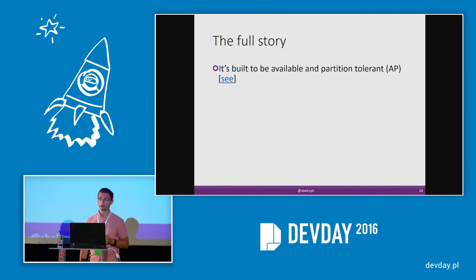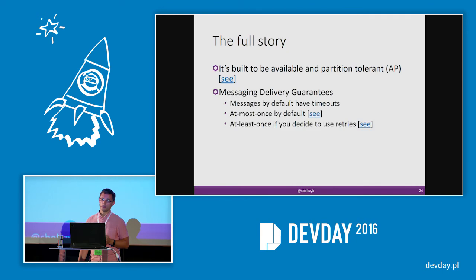So you may basically end up with a system which is inconsistent for a certain amount of time. The second thing is missing delivery guarantees. By default, Orleans will guarantee that it will deliver the message at most once. If you use retries, which is a built-in feature, it will guarantee that the message will be delivered at least once, which means that you have to take care of duplicated messages in such a case.